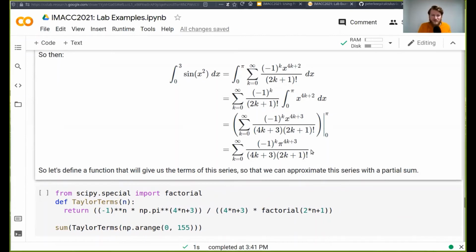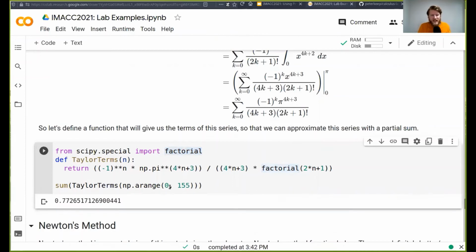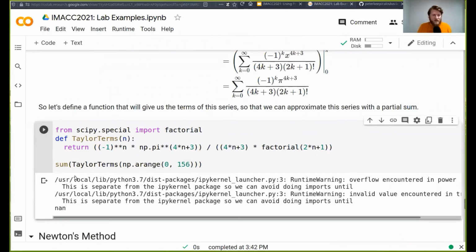integral is, right? And so here I'm just going to steal a factorial from this other package, because it'll work that way. I'll define the terms of this series here, and let's just add up a whole bunch of them. I added up to 154. Remember, it doesn't include 155 here, because any more than that and the factorial gets too big. It gives me an error and it's like, oh man, I can't even deal with this.